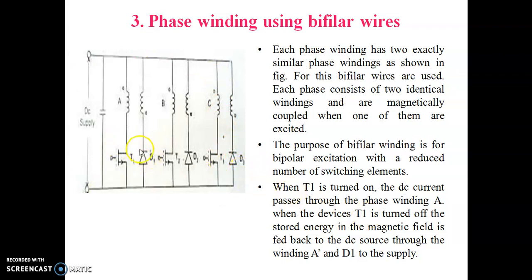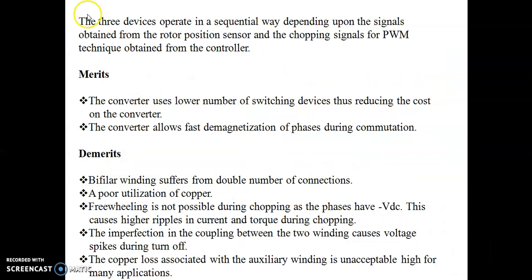When T1 is turned on, the DC current passes through the phase winding A. When T1 is turned off, the stored energy in the magnetic field is fed back to the DC source through the winding A' and D1. Similarly, the other two devices also will operate in a sequential way depending upon the signals received from the rotor position sensor and the chopping signals for the PWM technique obtained from the controller.